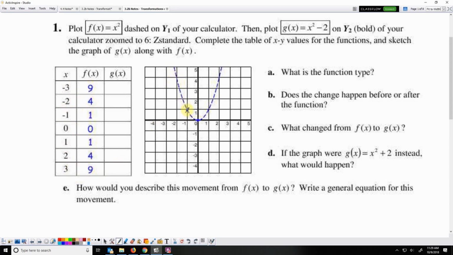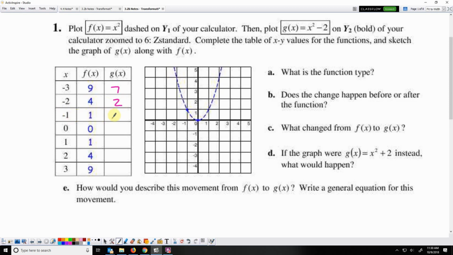And that is right here in this dashed parabola. Okay, so that's f of x. G of x, it says plot it on your calculator, but we're just going to go ahead and do this by hand here. So g of x is x squared minus 2. So negative 3 squared is 9, minus 2 is 7. Negative 2 squared is 4, minus 2 is 2.